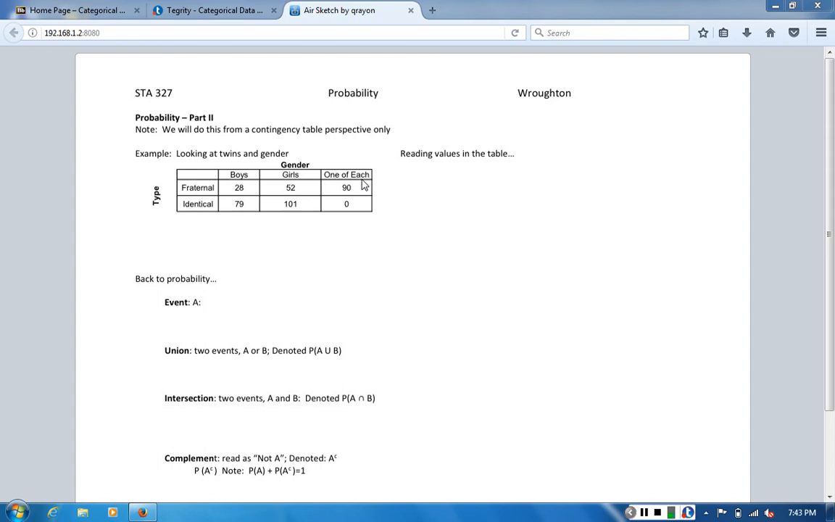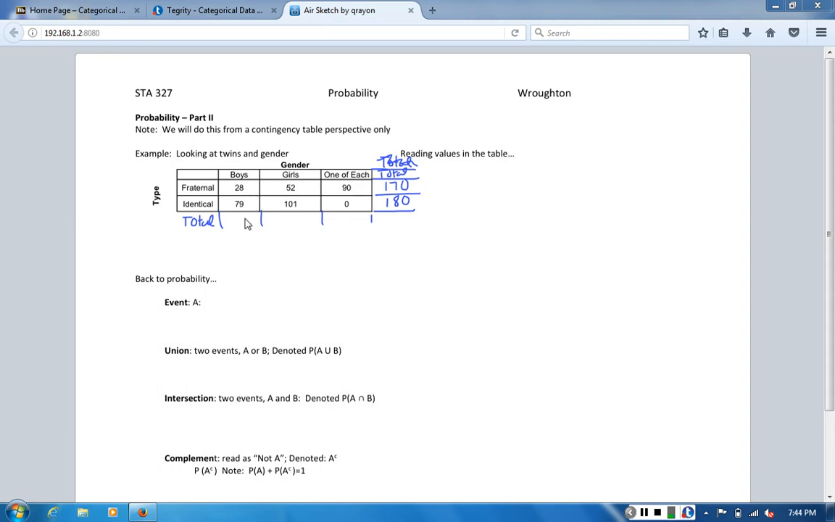So we're first going to talk about reading the values in the table to understand things here as well. One thing that's not always given to us in the table that I'm first going to create here are totals. So I'm going to add some totals here. This could technically be where it actually says total. And we'll do the same thing over here as well. I'm just going to start by adding up the 28, the 52, and the 90 to get me the 170, and the 79 and 101 to get me 180.